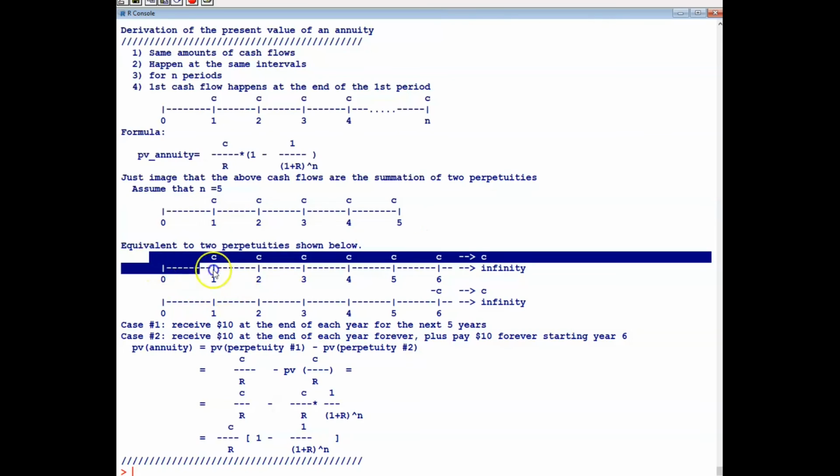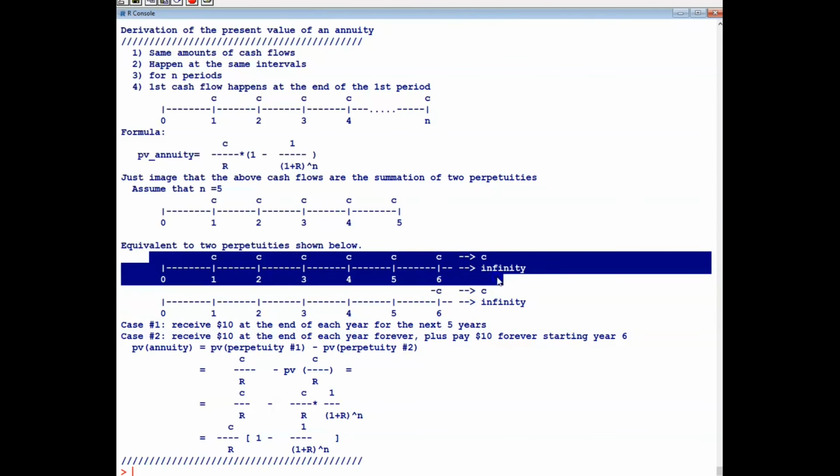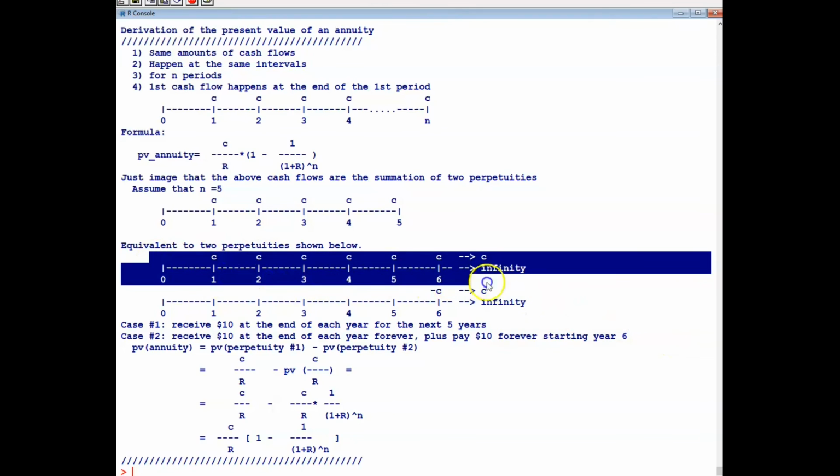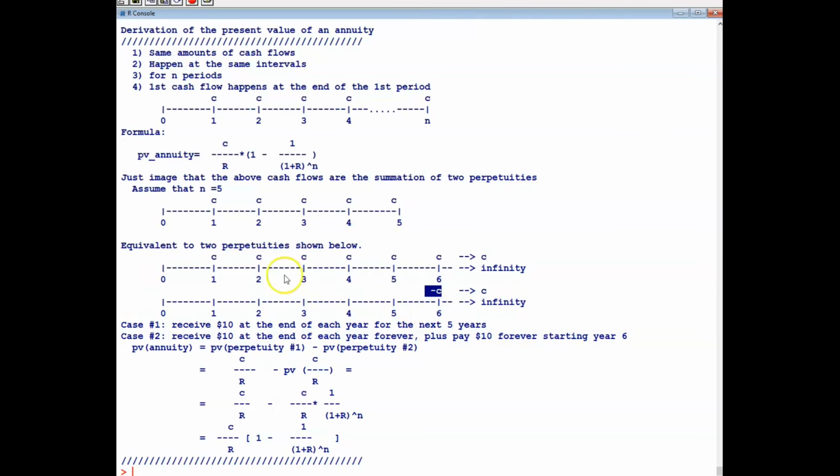Actually, we can imagine this annuity is the same thing as two perpetuities. We receive cash flow at the end of each year forever. So this is the first cash flow. And also we start to pay. Suppose, let's look at $10.